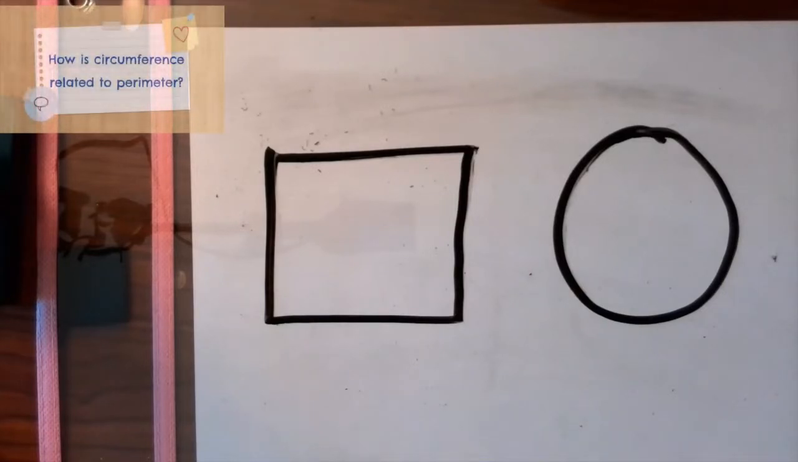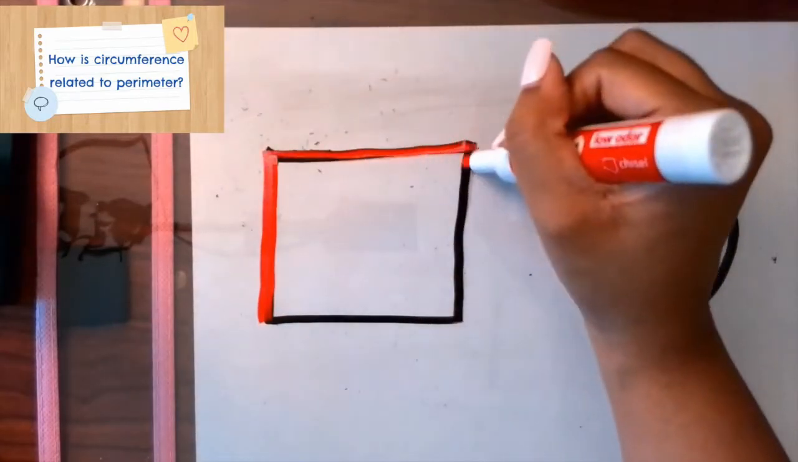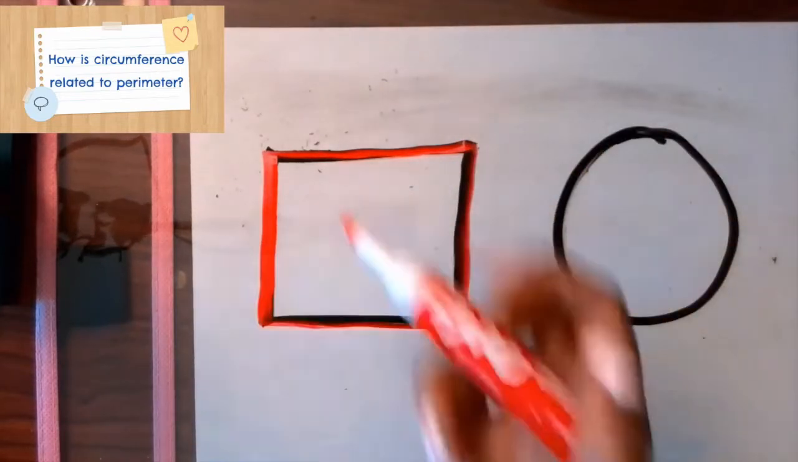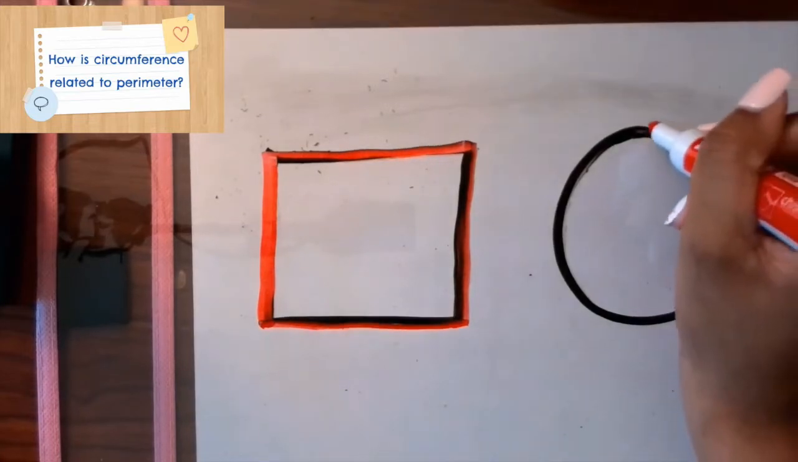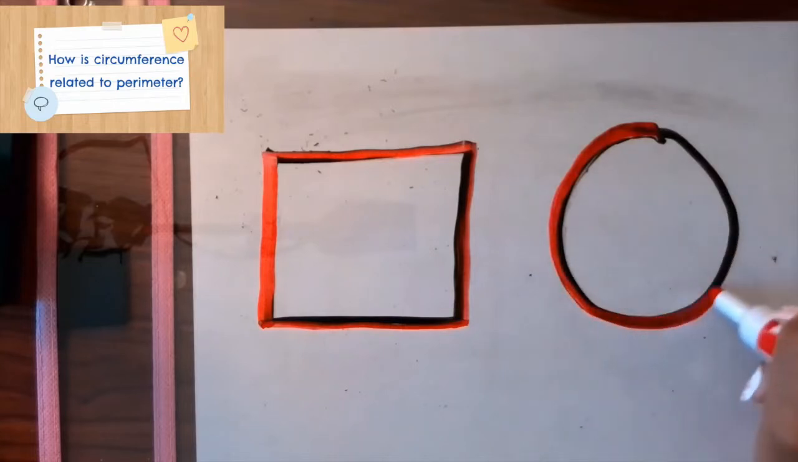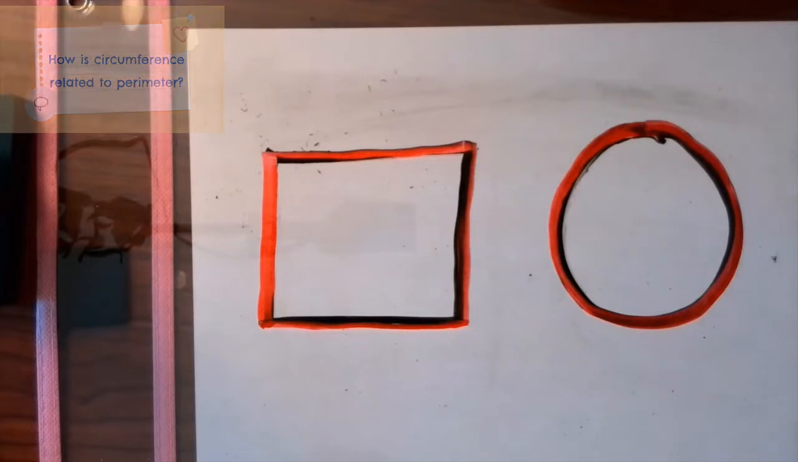Well, last week we learned that perimeter is the distance around the outside of a polygon. I can show that by tracing around the outside of this square, for example. This week we learned that circumference is the distance around the outside of a circle. I can show that by tracing around this circle in red. So, perimeter and circumference are related because they both measure the distance around the outside.